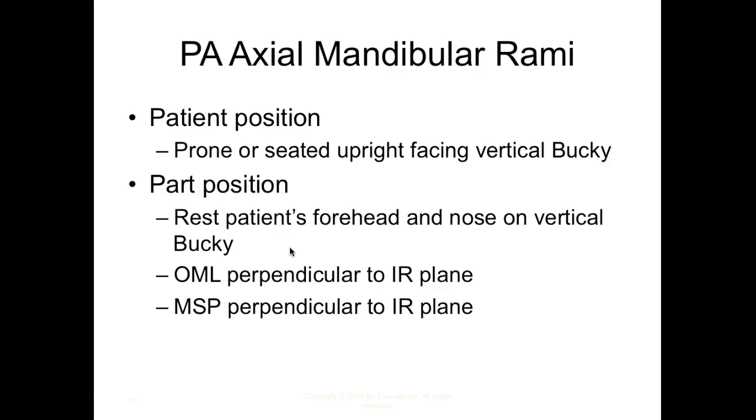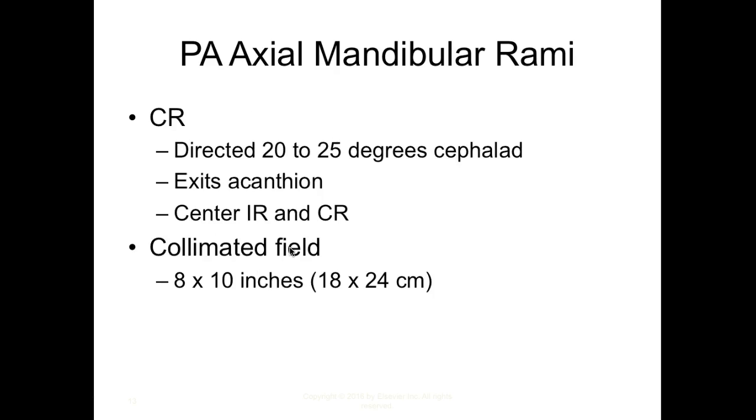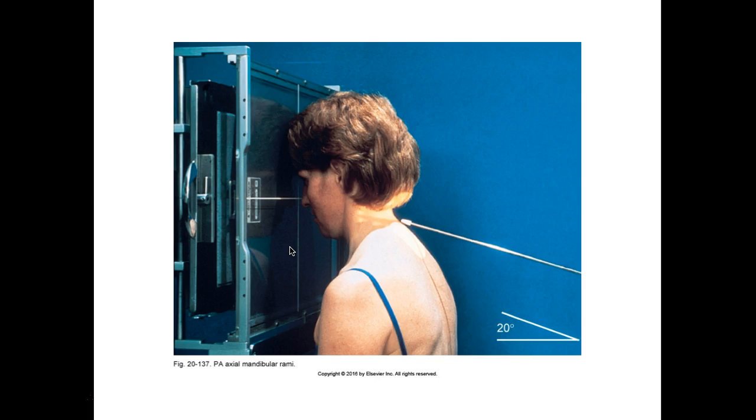All right, so this is a PA axial for the rami, and you're going to have the patient in the same position, upright or seated, and you're going to rest the patient's forehead and nose on the vertical bucky. The OML is perpendicular, MSP is perpendicular. You're going to angle 20 to 25 degrees cephalad to exit the acanthion. There you can see here, you've got your OML, and the angle they have here is 20 degrees exiting the acanthion.